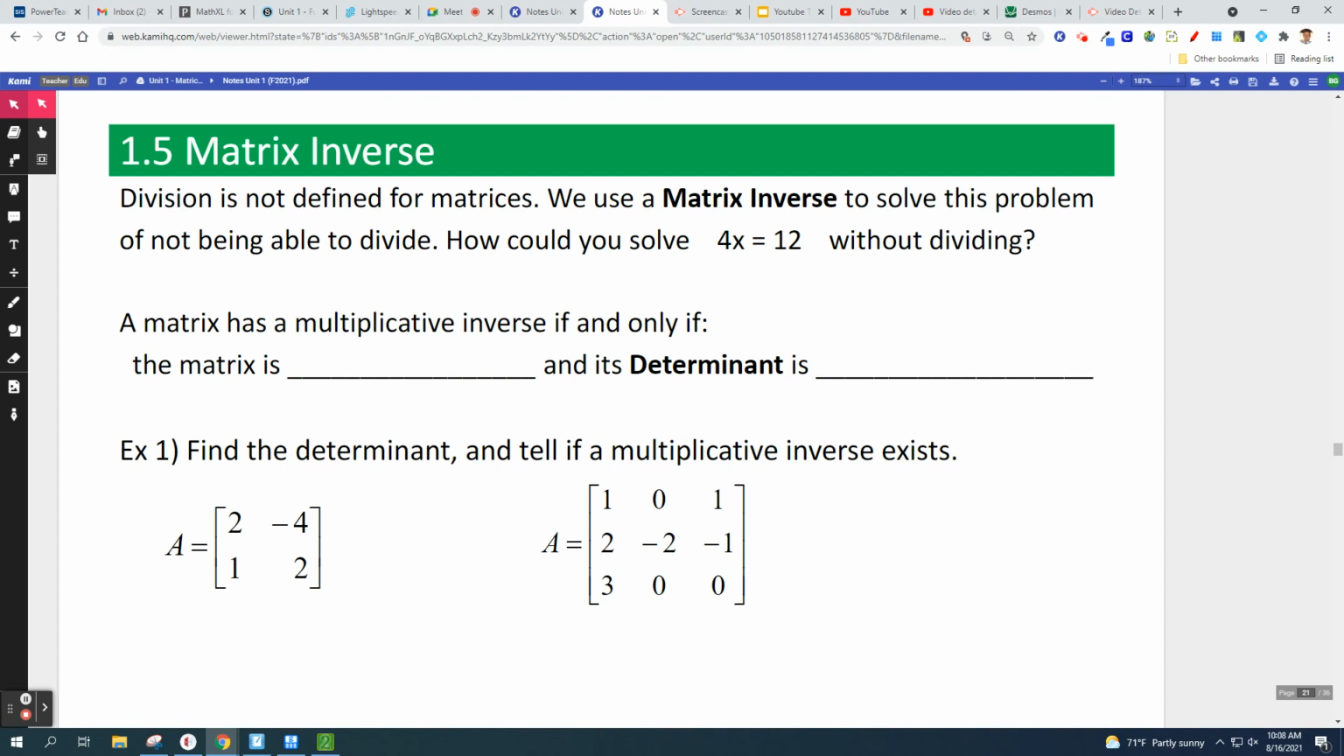1.5 matrix inverse. Division is not defined for matrices. It's kind of weird, but there's no such thing as division. We use a matrix inverse to solve this problem of not being able to divide.